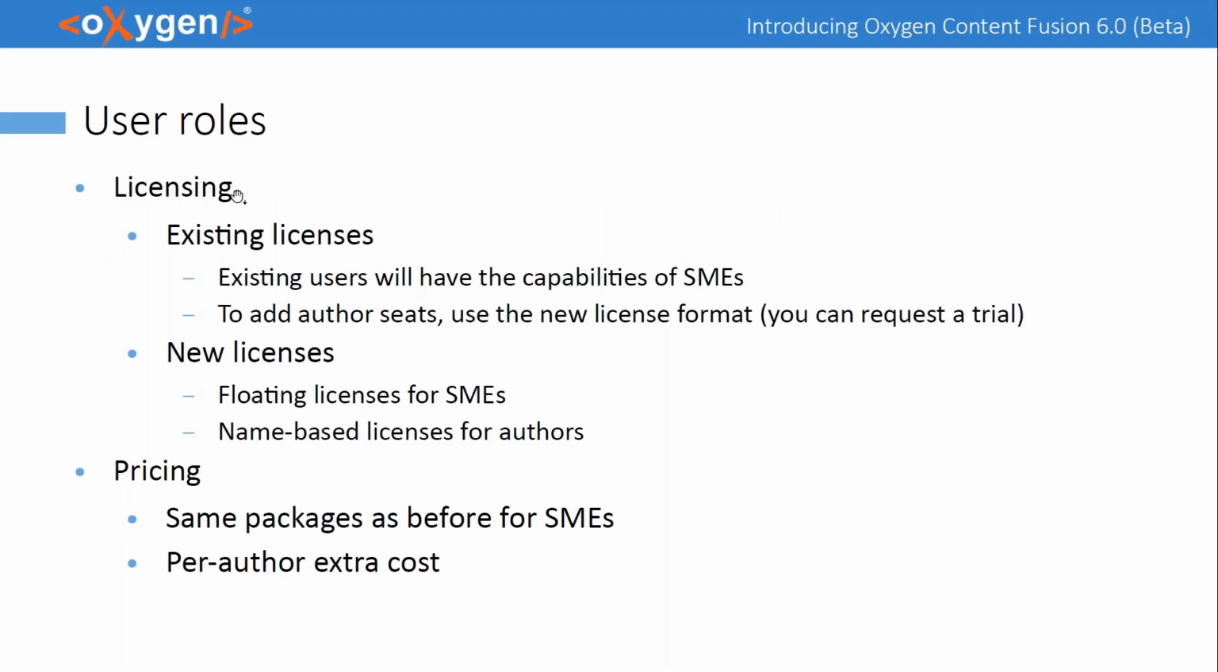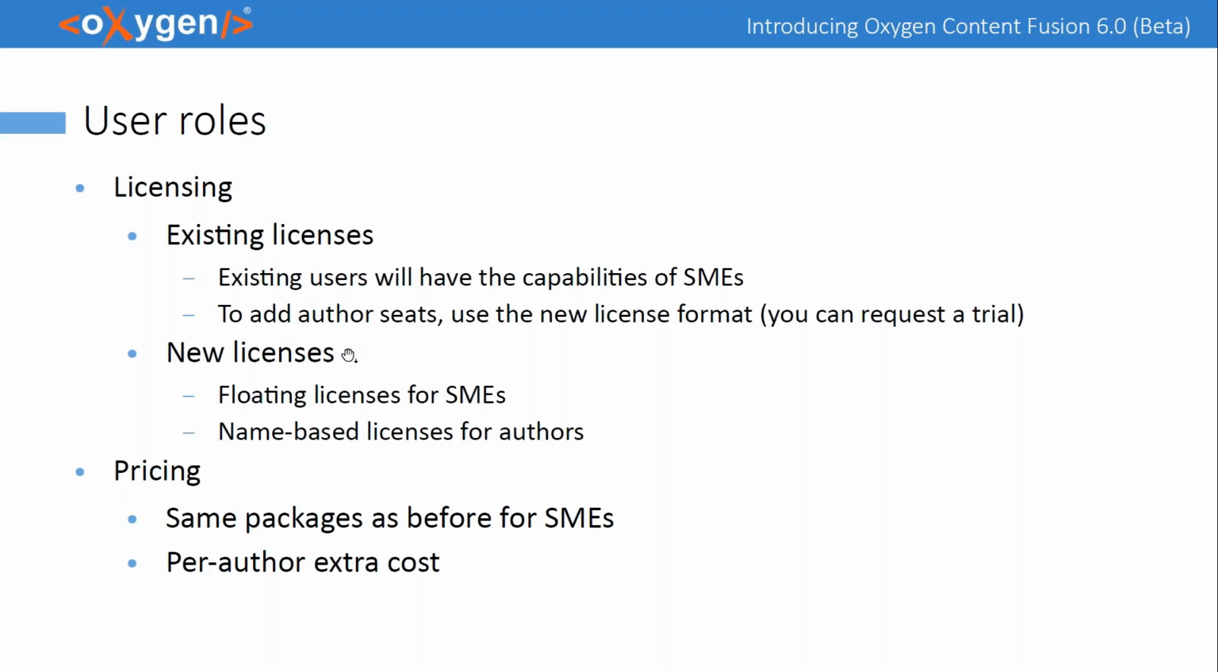In terms of licensing, if you have an existing Content Fusion license, the existing users will have the capabilities of SMEs, so they will have the SME role by default, and you can add author seats by switching to a new license format. You can also request a trial to see how these author seats will work.